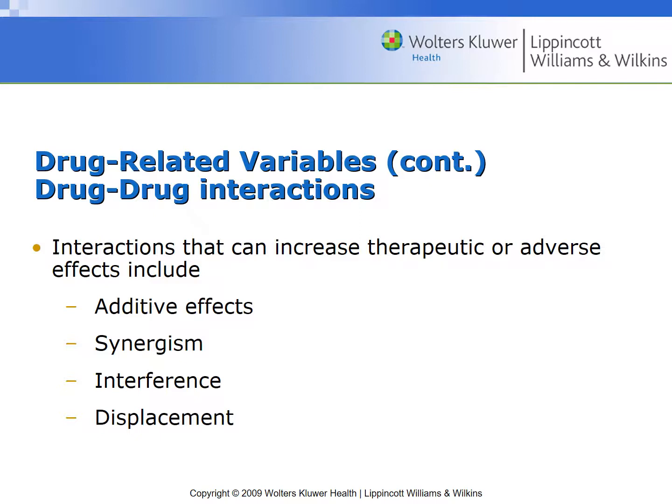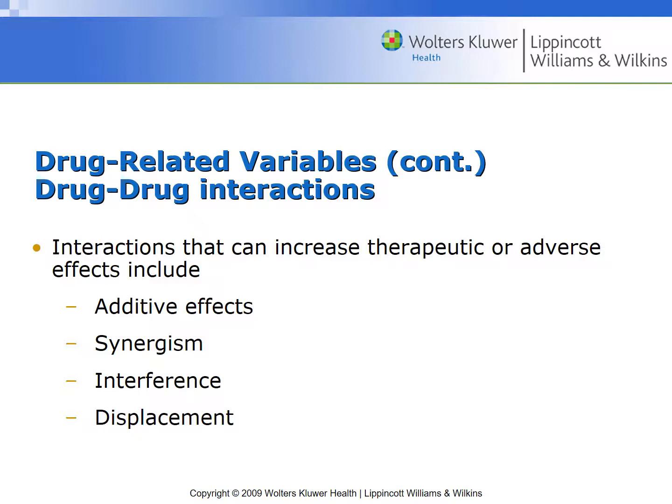Interference is when one drug interferes with the metabolism of a second drug. Okay, so in the liver we have those special enzymes that metabolize certain drugs, and it'll break down certain drugs. So it's almost like they're competing when they get to the liver. And who's going to win? Okay, so you're going to possibly have an interference going on.